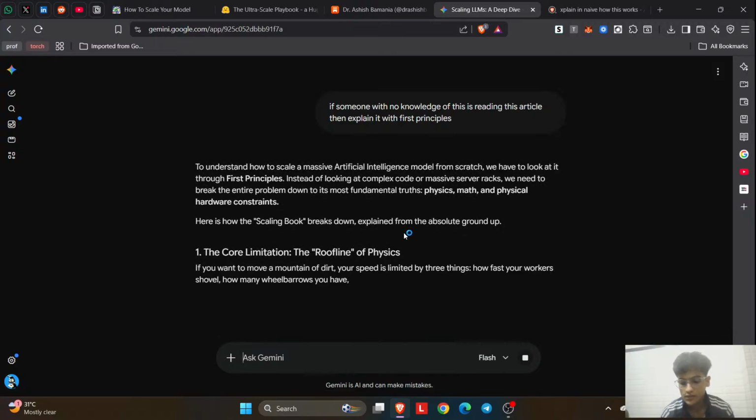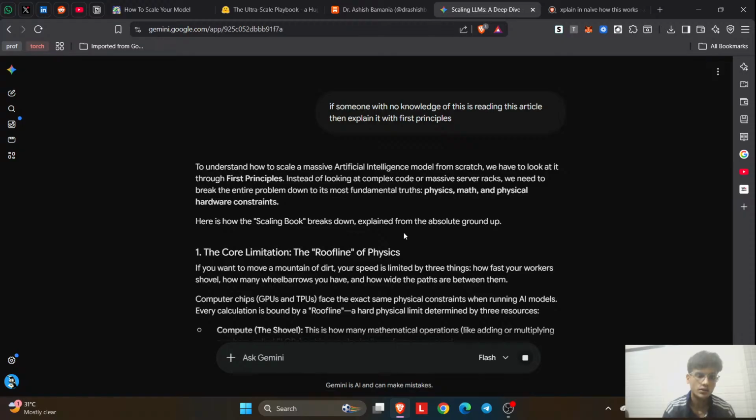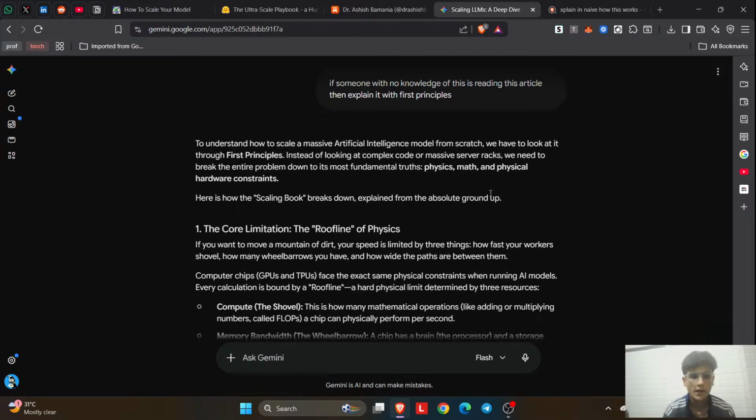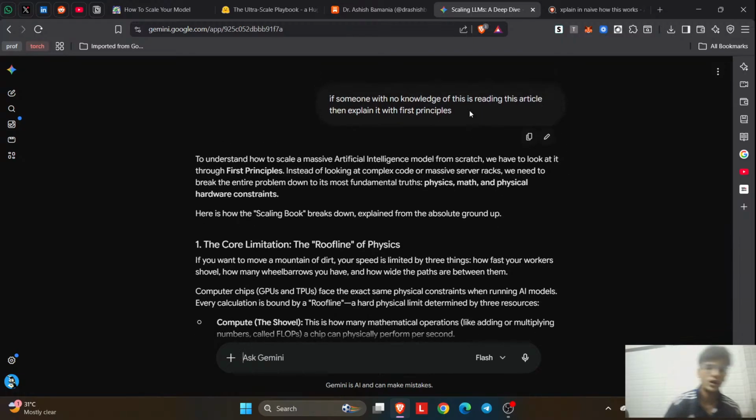Ideally, what I would do is, if I don't know about any subject, like I don't know about scaling at all, this is my first time reading some resource about scaling, I would go to any LLM, in this case Gemini, and I would ask it: how would you explain this to someone who doesn't know anything about this subject, with first principles?